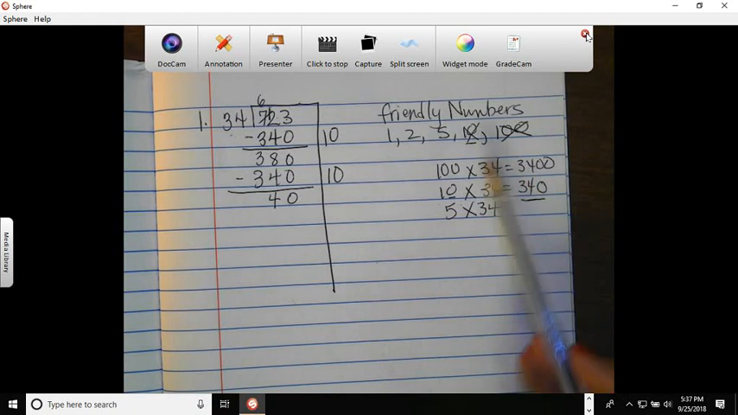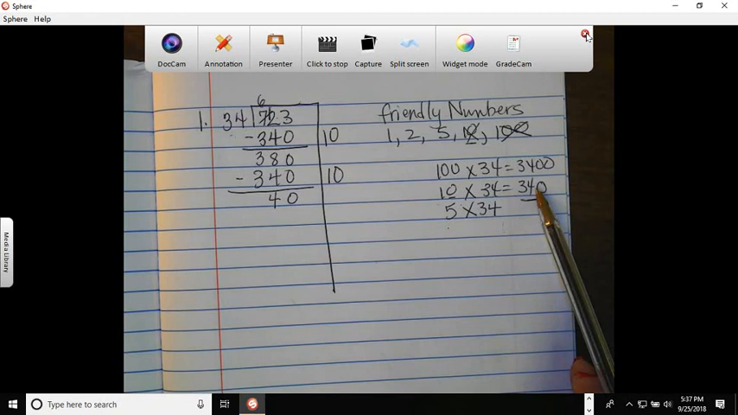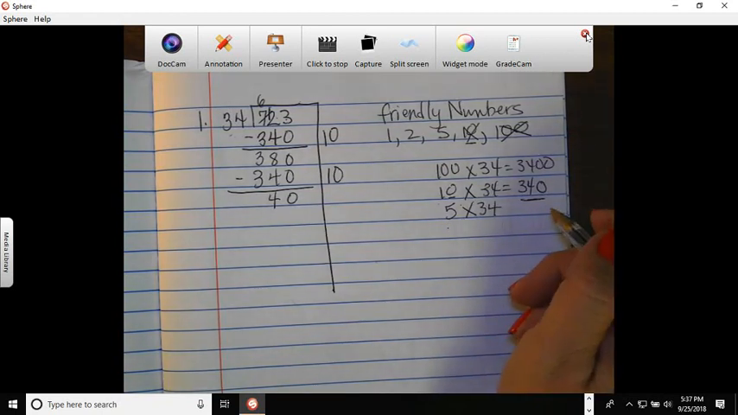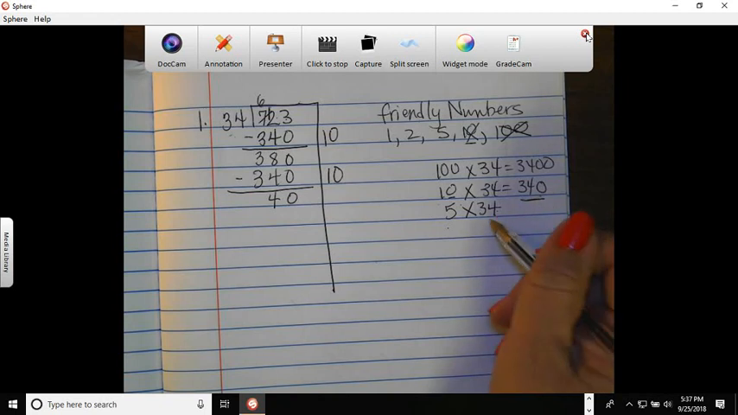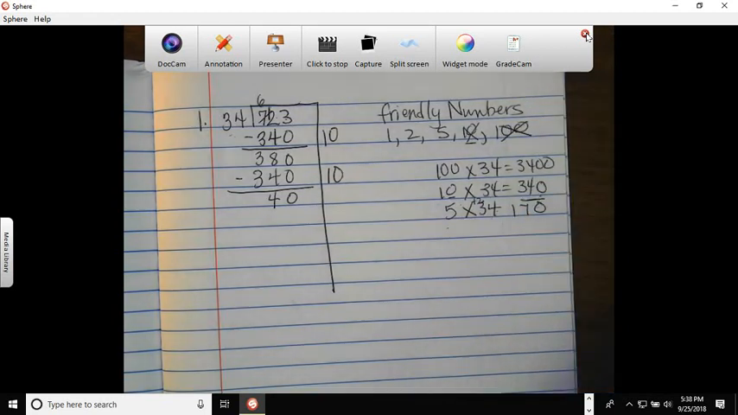Now I want you to notice I can multiply my 5 times my 34. If I took half of my 10, which would be 5, then I can take half of my 340. Do you know what half of 340 is? What plus what will equal 34? I want you to think about it and then multiply this out and see if you come up with the same one. 5 times 4 is 20. I'm going to regroup. 15, 16, 17. 17 plus 17 is 34, and then I have my 0. So half of 340 is 170.